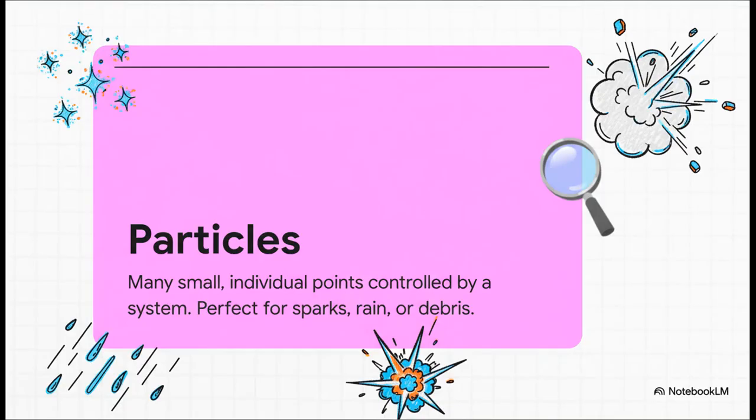So first up, we've got particles. The easiest way to think about these is just as a huge swarm of tiny individual dots. Each one could be a single drop of rain, a spark from a fire, or a piece of debris. And because they're all separate little points, they are super lightweight and efficient, which is absolutely critical for keeping a game running smoothly in real time.